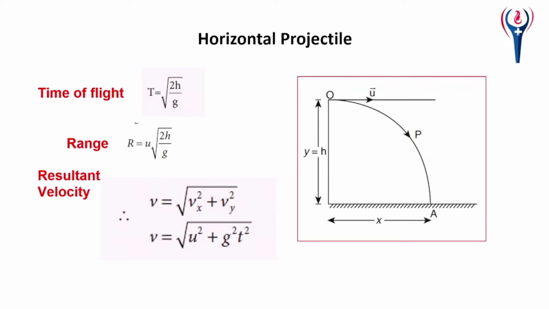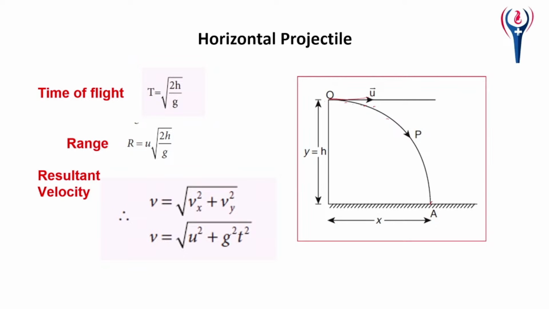Horizontal projectile means that you throw the object from a certain height and it falls only under the influence of gravity. Some of the formulas we want to learn: time of flight, note down the formula. T equals square root of 2h by g. h is the height, T is the time of flight, the time taken for the object to remain in the air from being thrown until it hits the ground.